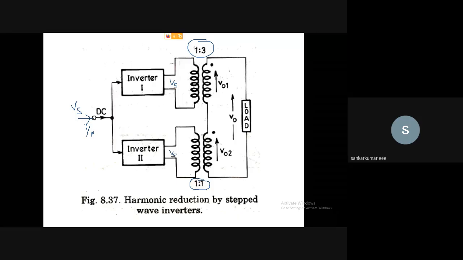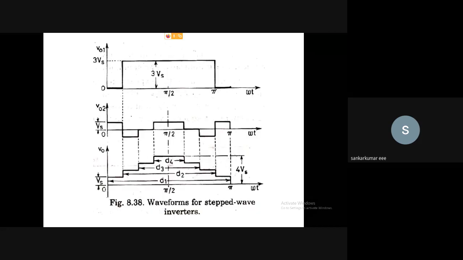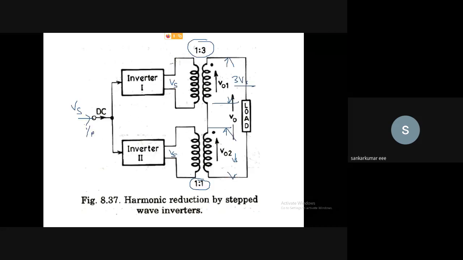So what will be the output across V01? It will be stepped up by 3 times, so it will be 3 Vs. And here V02 will be Vs. By means of variable turns, that is different turns ratio transformers, we get harmonic reduction. That is called the stepped wave type of inverter. Here we can see V01 will have 3 Vs maximum.